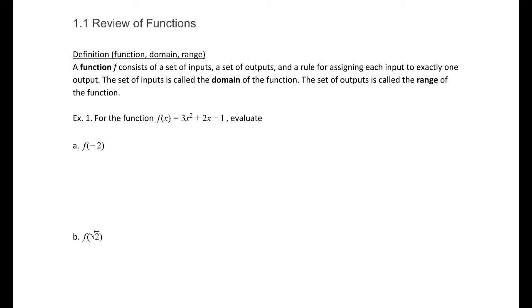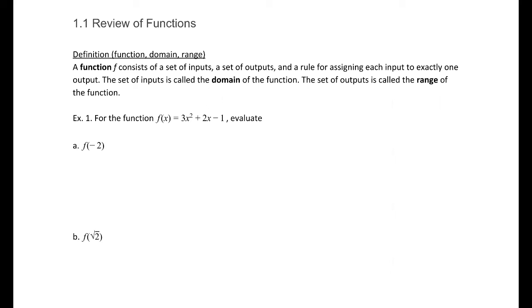A function f consists of a set of inputs, a set of outputs, and a rule assigning each of those inputs exactly one output. The set of all inputs is called the domain of the function. The set of all outputs is called the range of the function. So we have a function given here, f of x equals 3x squared plus 2x minus 1.